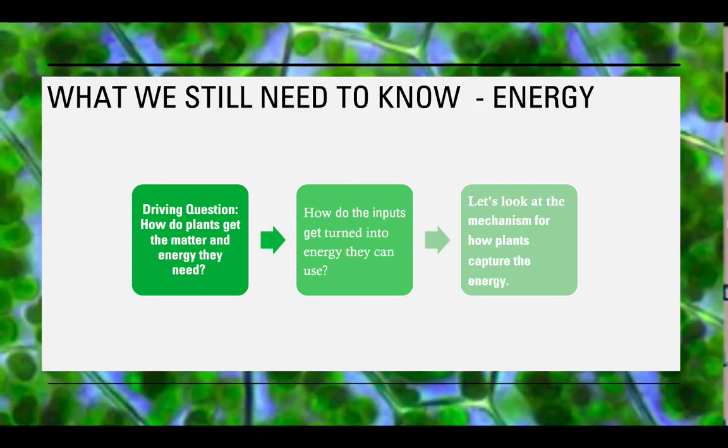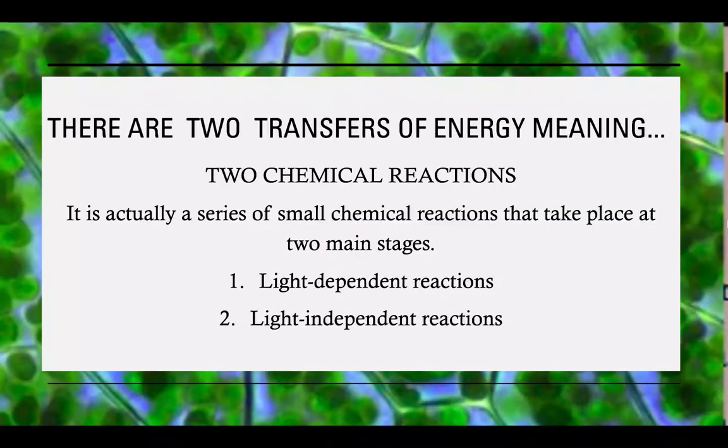Okay, so moving forward, we're looking at how plants capture this energy. So we know that there are two transfers of energy in photosynthesis. We learned that from the simulation, right? So that means usually that there are two chemical reactions, right? We learned from the chemical reactions unit that every time there's a chemical reaction, there's some type of transfer of energy, so that should mean that there's two chemical reactions. Well, actually, in photosynthesis, more specifically, there's two main stages. So there's actually a series of small chemical reactions that take place in these two main stages.